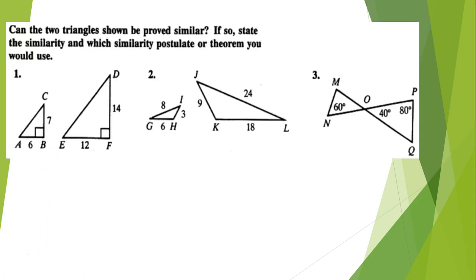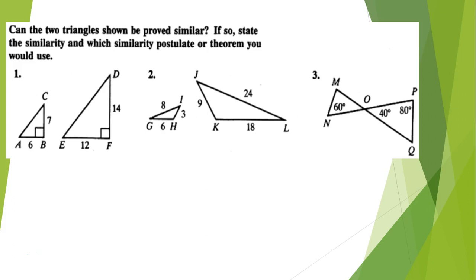All right. Sorry, I lied to you in your last slide there. We need to do this thing real quickly. It shouldn't take us too long. It says, can the two triangles shown be proved similar? If so, state the similarity and which similarity postulate or theorem you would use.